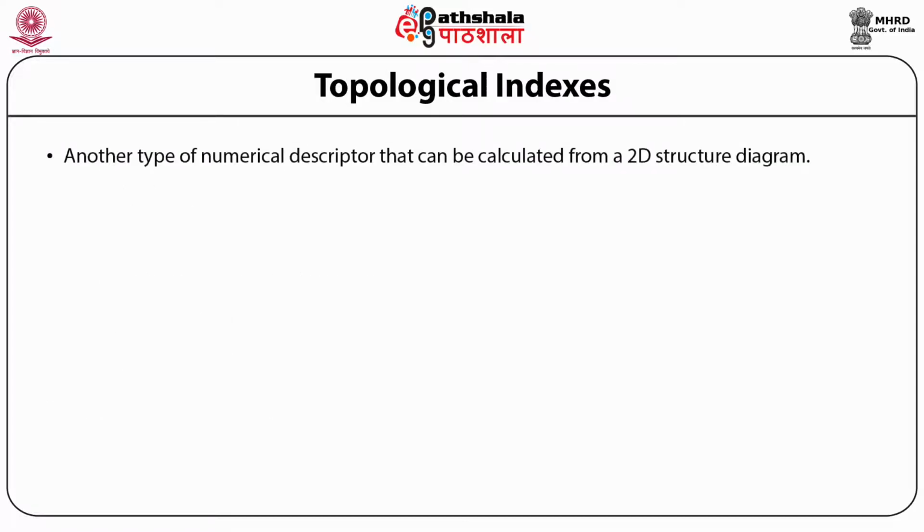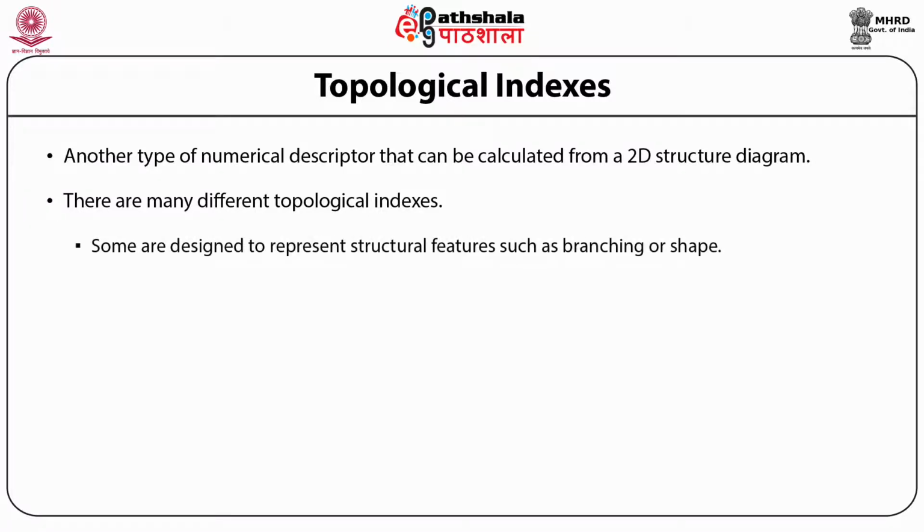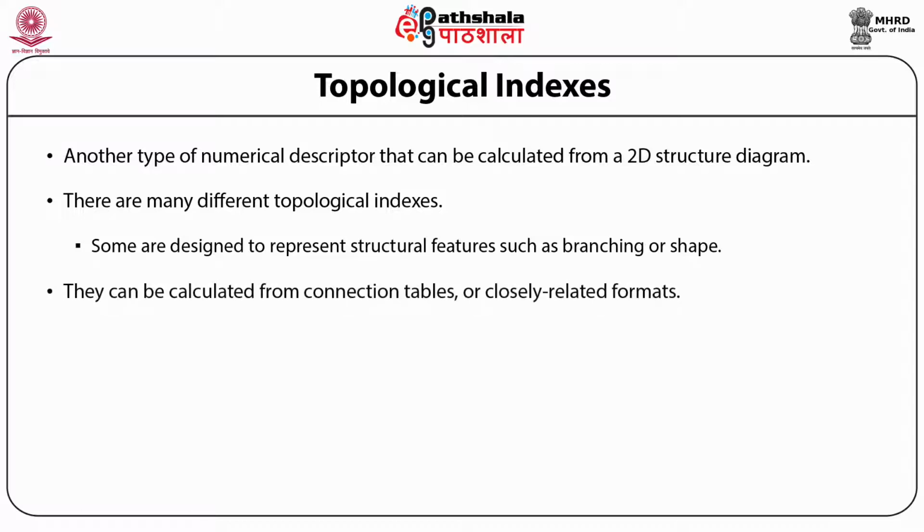One of the very important kinds of descriptors is topological indices. These can be calculated from the 2D structure. There may be many topological indices, but a few have a very important role to play, and some are designed to represent only structural features, like how many branchings there are, and how much structural or substructure similarity there is. This can also be calculated from a connection table or closely related formats.